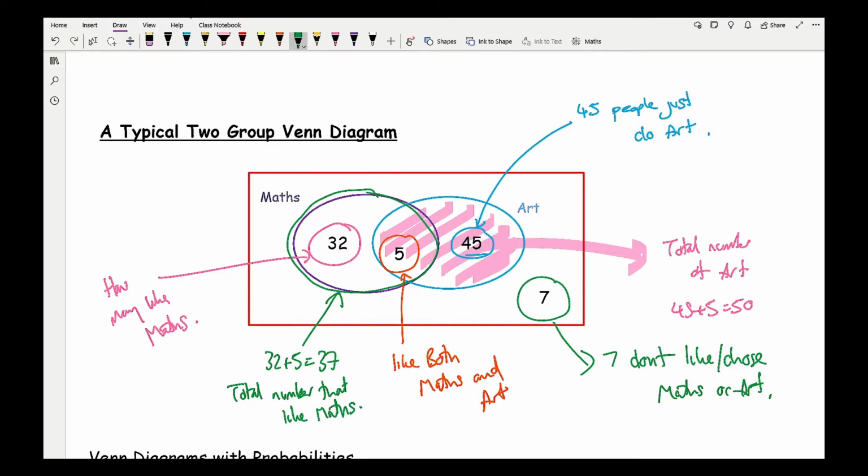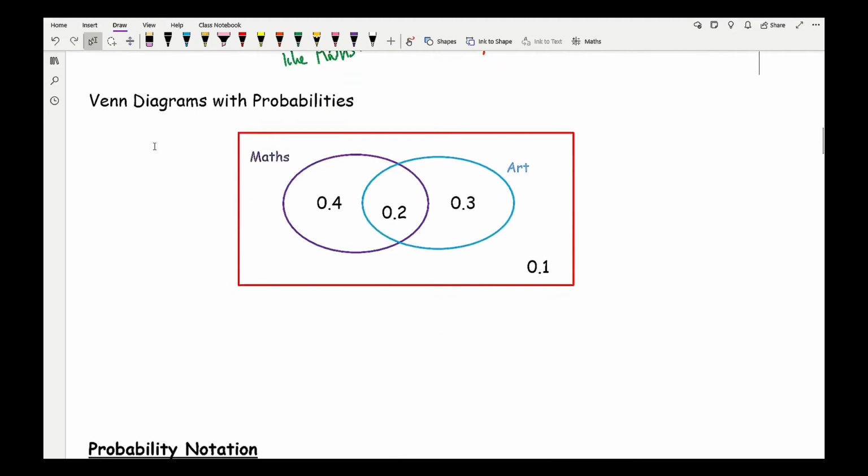So it's really important that you understand the components of a Venn diagram to understand what the numbers actually represent. If you're wanting the total group, you need to add up all the numbers in the circle. If you're wanting certain parts, then you need to be aware of what that part actually represents. Now let's have a look at a Venn diagram that involves probability.